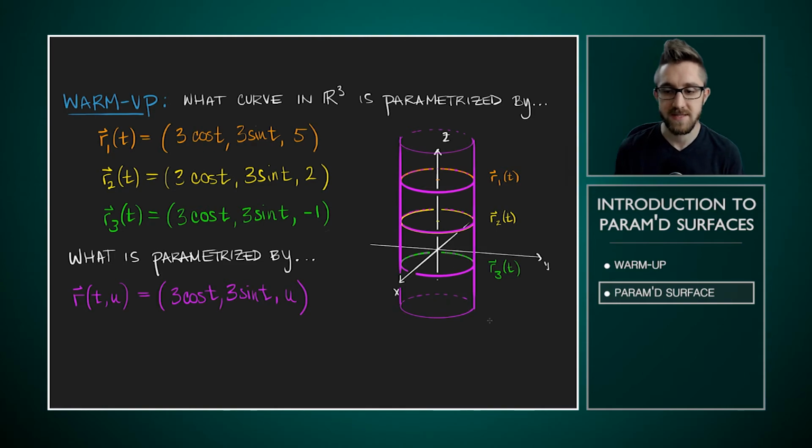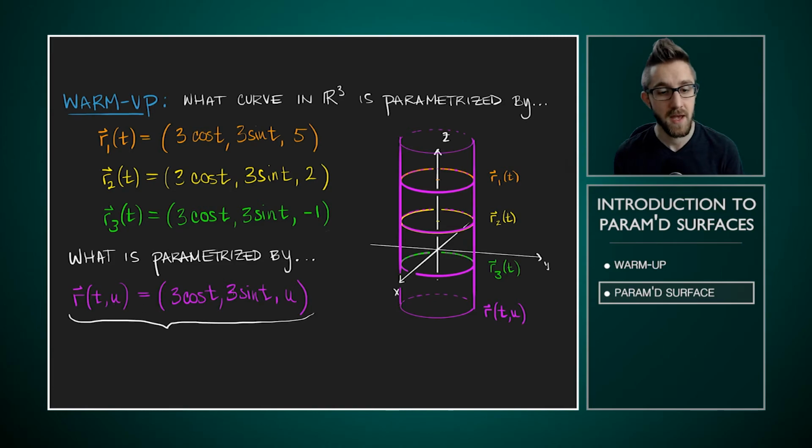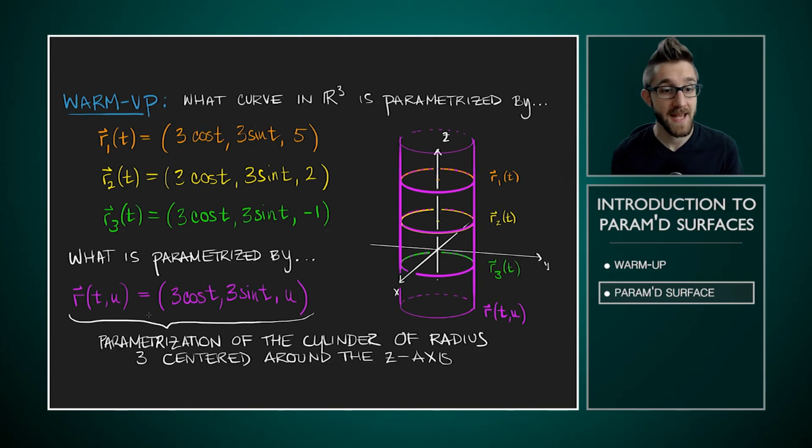So I've tried to draw this pink cylinder here. This is R of t comma u. So it is the output of this function here for every t and u. And so this thing here, the function with 2 inputs and whose outputs were points in 3-dimensional space, this is what we call a parametrized surface. And another way to say it is that this formula is a parameterization of this cylinder of radius 3.